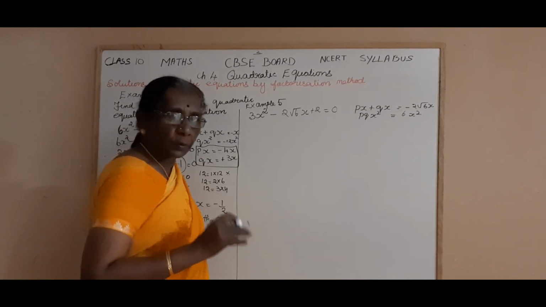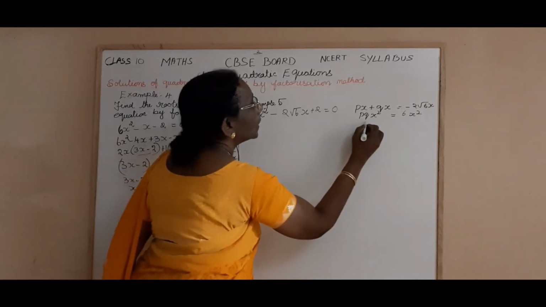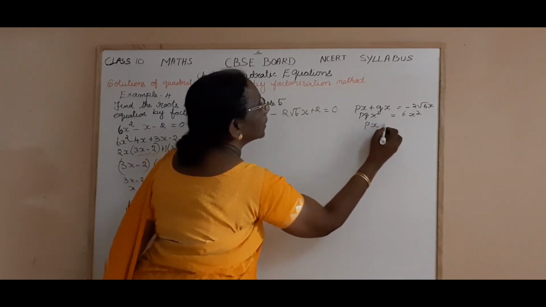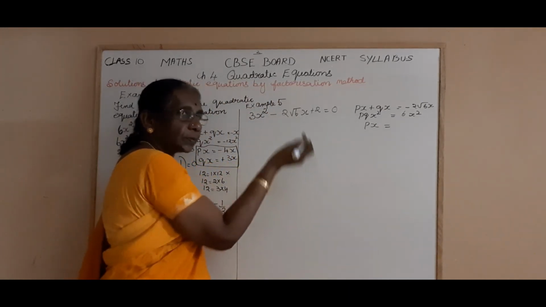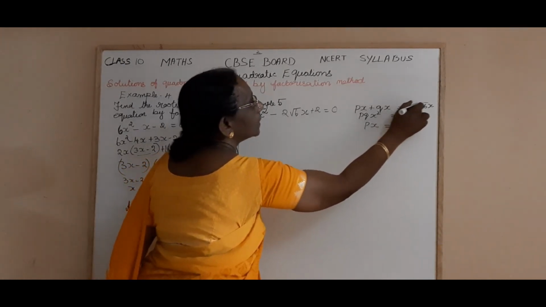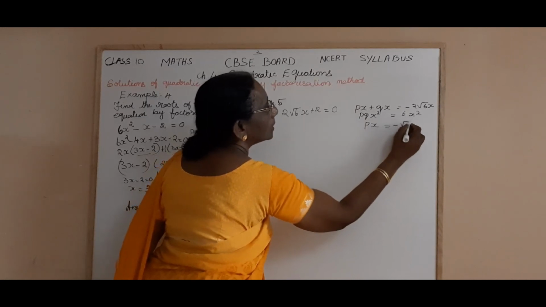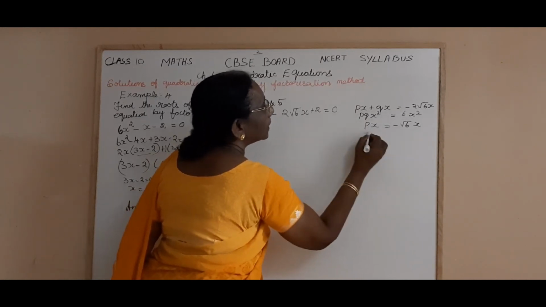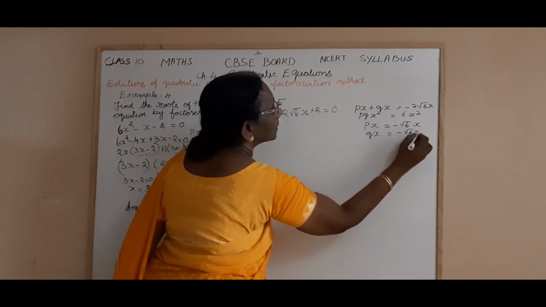When you multiply root 6 into root 6, it is 6. Isn't it? So, px is equal to what sign? Here the product is positive, so both will have the same sign. And here the sum is negative, so both will have the same negative sign. It is minus root 6x and qx is also minus root 6x.